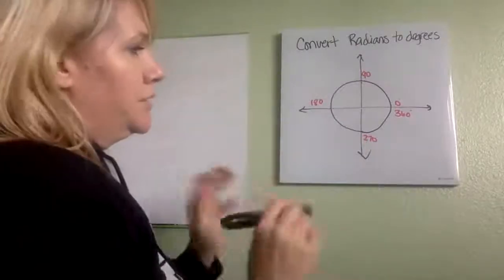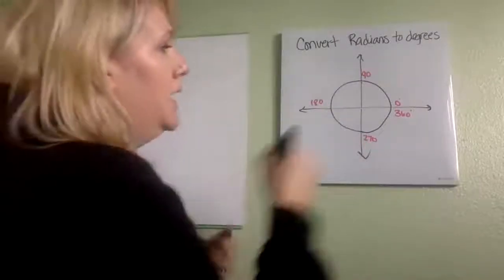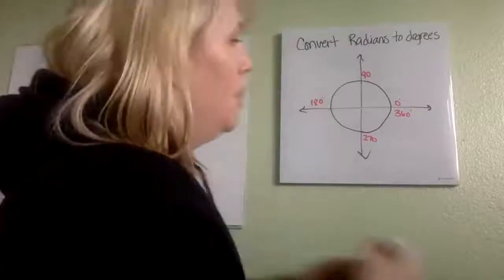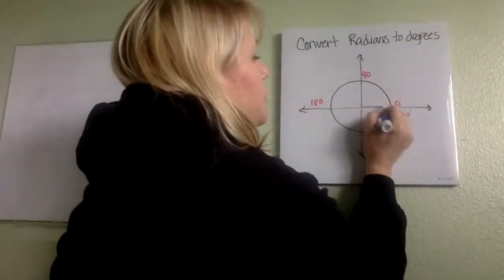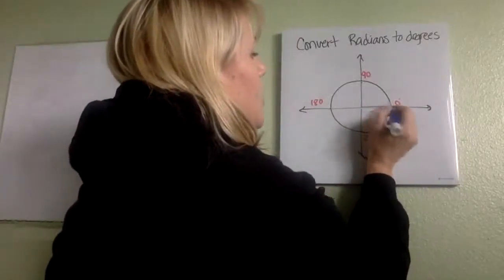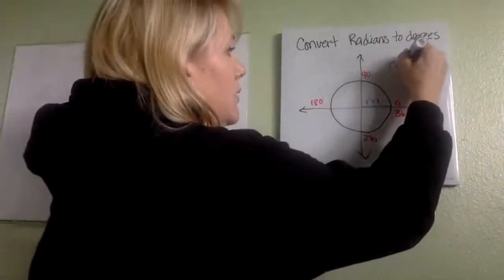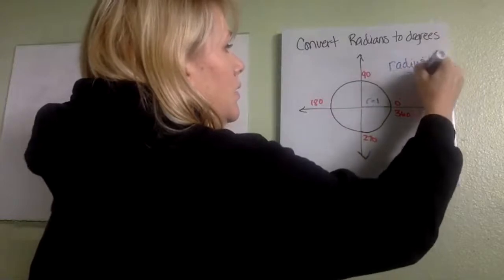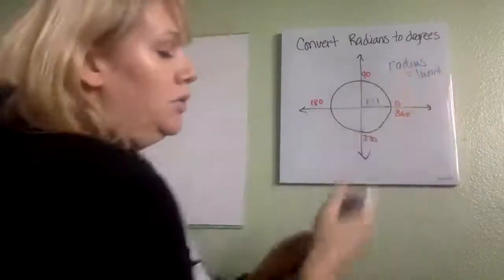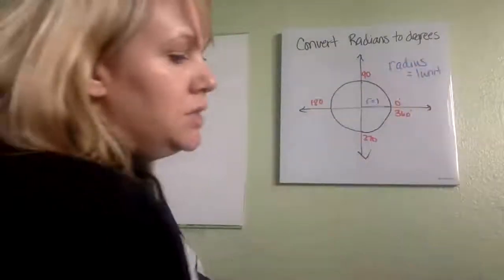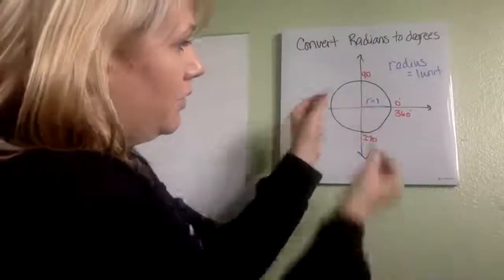Think of this circle for just a second as a normal circle, and its radius, which would be this distance here from the center of the circle to the outside of the circle, that's the radius, right? Let's say that that's 1 unit. This 1 unit is why it's called the unit circle.